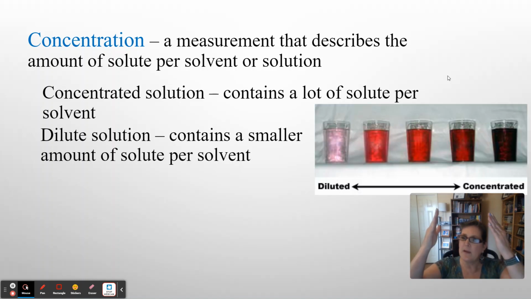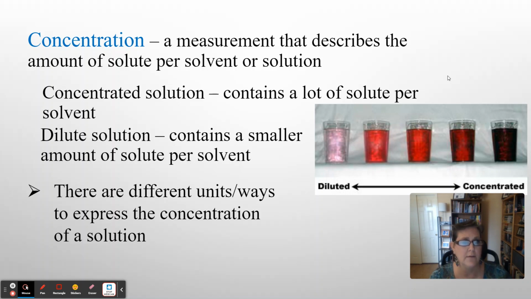So we can see this picture above me. We have a diluted solution towards a concentrated solution of, I think it's just cranberry juice with water. But we can see what we mean by dilute. There's not a lot of solute, and concentrated, there is a lot of solute for that solvent. So there are different ways to calculate concentration and give a number to it so we can quantify it. That's important. We're going to learn two ways in this class, mass percent and molarity.